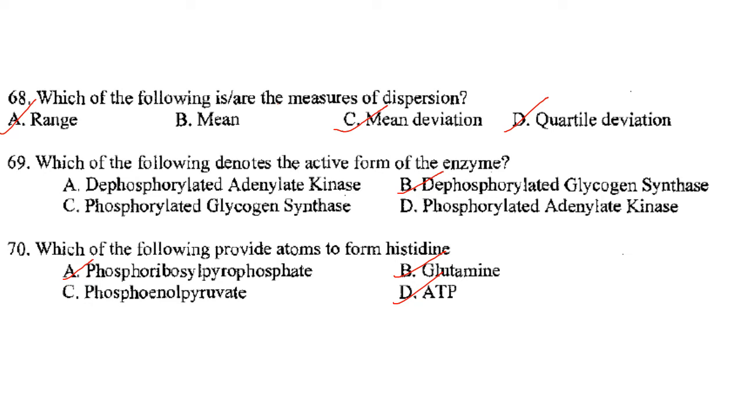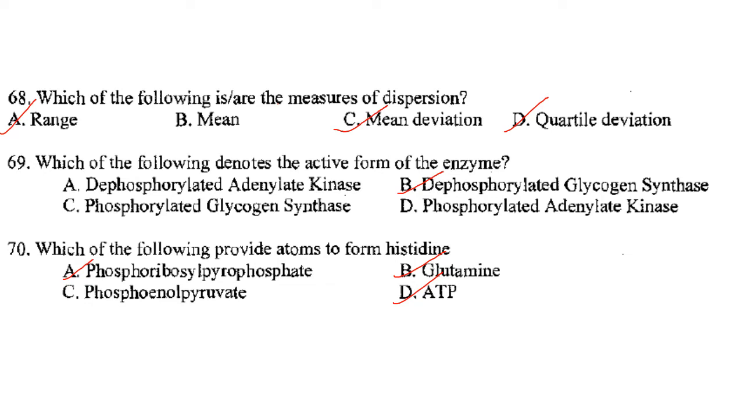Then which of the following denotes the active form of the enzyme? Dephosphorylated adenylate kinase. No. Dephosphorylated glycogen synthase, yes. Phosphorylated glycogen synthase, no. Phosphorylated adenylate kinase, no. So active form of the enzyme is dephosphorylated glycogen synthase. So answer is option B.